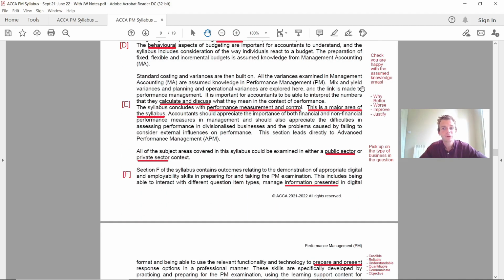Now, coming down to my other notes on the side here, as you can see, check that you're happy with your assumed knowledge areas. So this is just making you aware, because they've touched on it again, the preparation of this exam has assumed knowledge of management accounting. So read between the lines again. Lots of students fail this exam because they don't retain enough knowledge from management accounting, they don't apply it effectively in PM, and hence why they fail it.